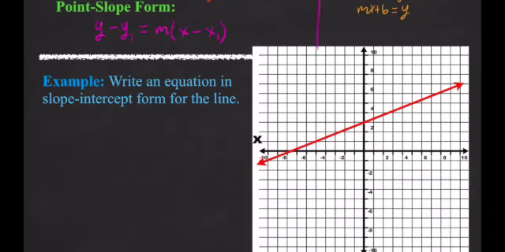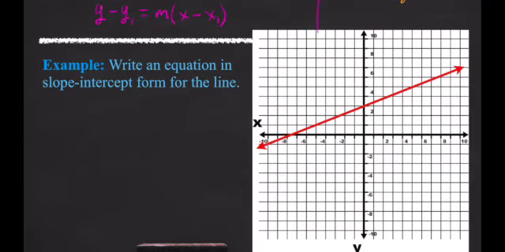Write an equation in slope-intercept form for the line. So let's say we want to find some nice points. Since this is in slope-intercept form, we need to know the slope and we need to know what the intercept is, specifically the y-intercept. Where does it cross the y-axis? Well, this one crosses the y-axis at (0, 3).